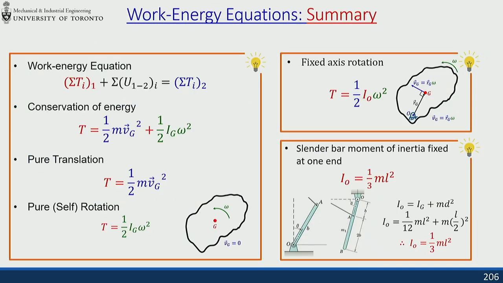Just a summary slide. Again, be very, very careful not to confuse your Io and Ig. And here again for the rods, this is how you go from Ig to Io, 1/3 ml squared. Questions so far?